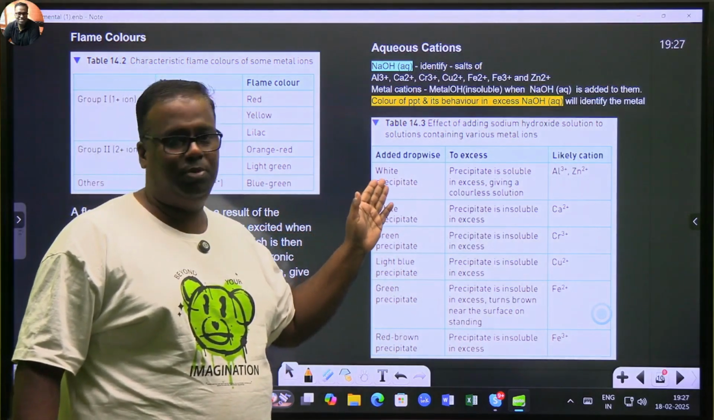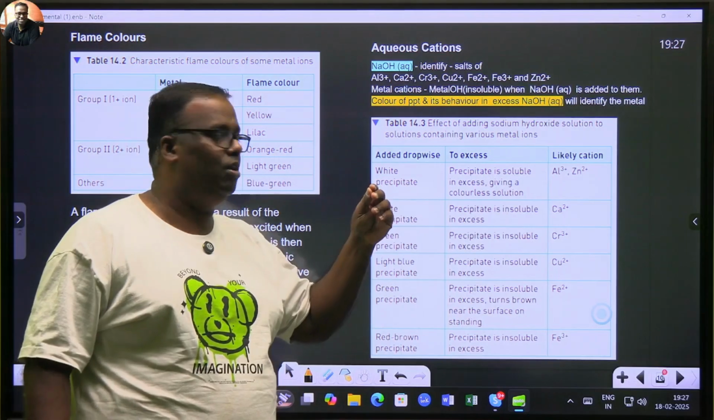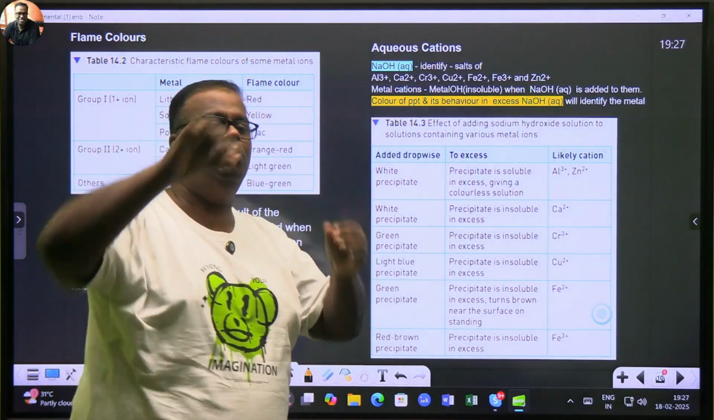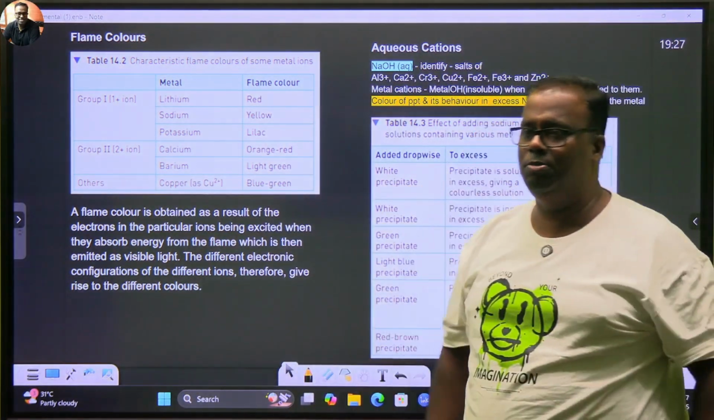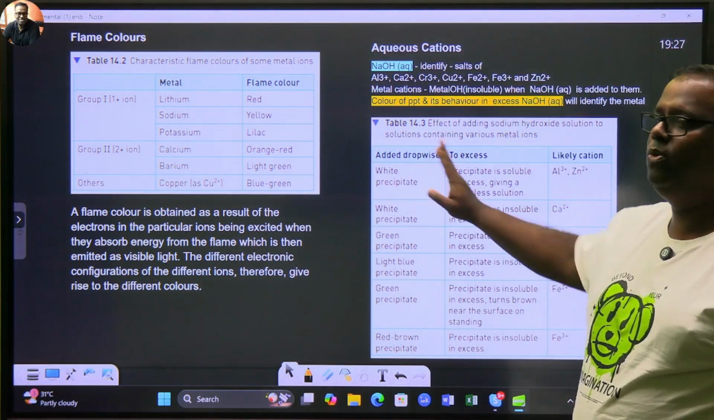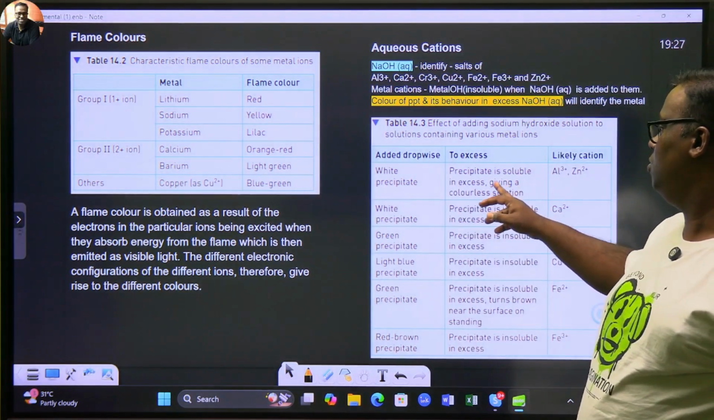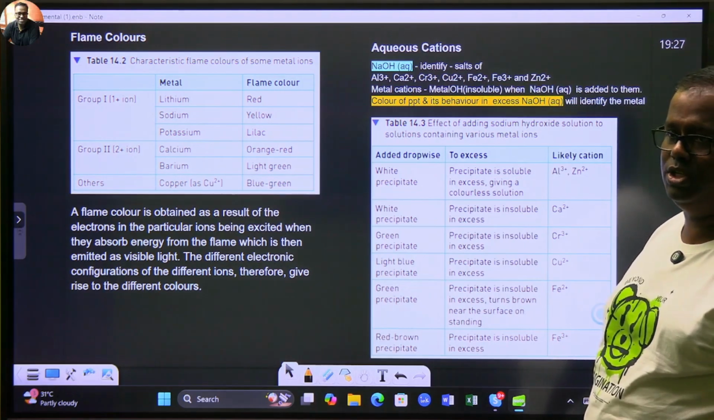So you get a white precipitate, meaning you take the solution of that salt and you straight away pour sodium hydroxide into a test tube. You take a sample of the salt solution, and you pour sodium hydroxide. When you pour sodium hydroxide, you get a white precipitate. Now the precipitate is soluble in excess, giving a colorless solution.